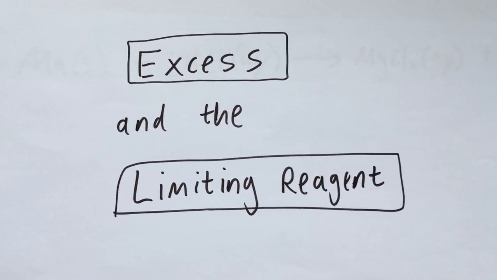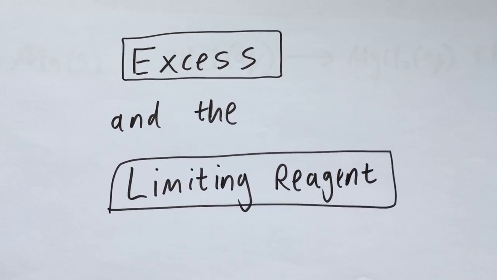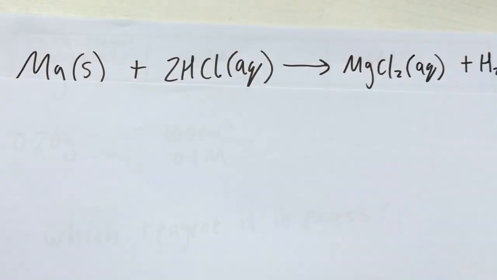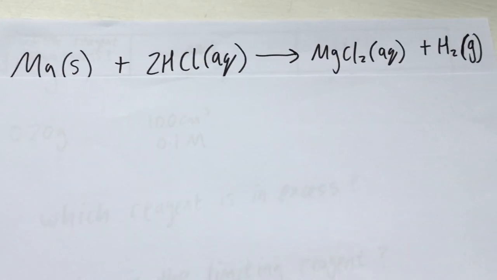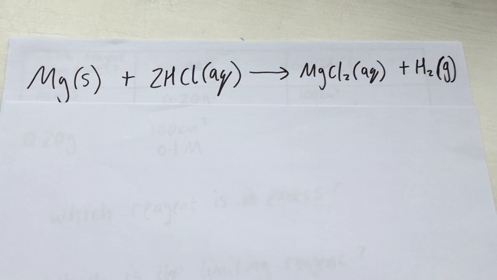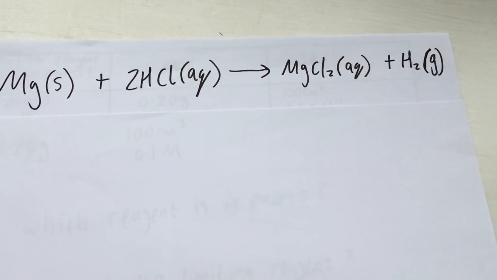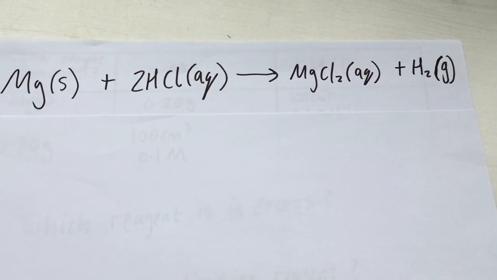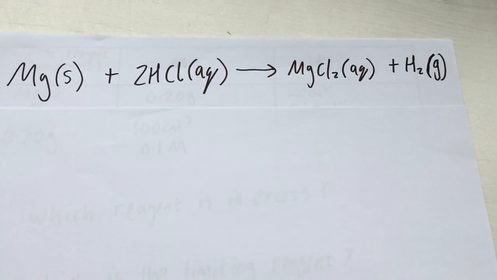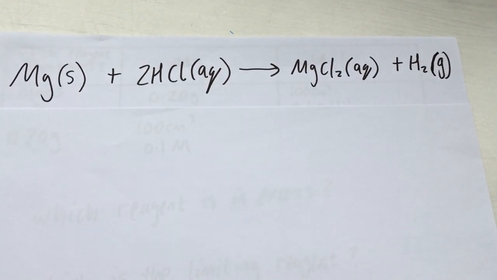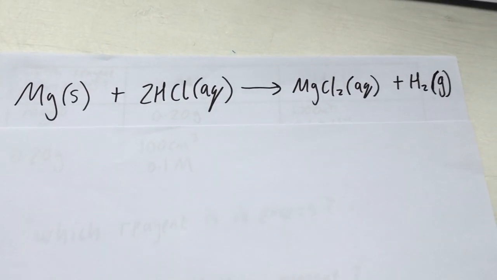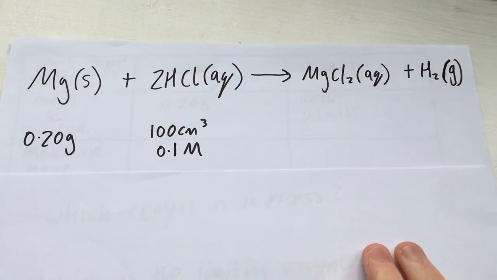Hello, so this is a video about the idea of excess and the limiting reagent in chemical reactions. So if we think about this simple equation here, we're reacting magnesium metal with hydrochloric acid to make magnesium chloride and hydrogen gas.